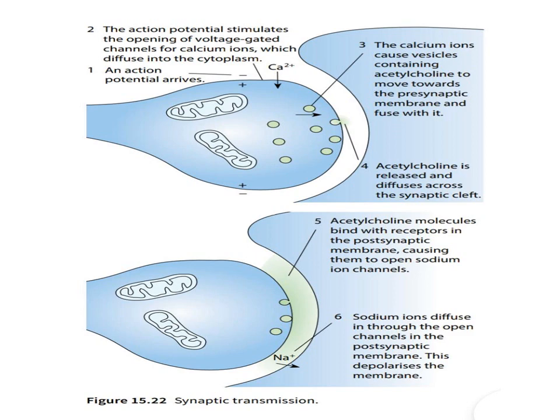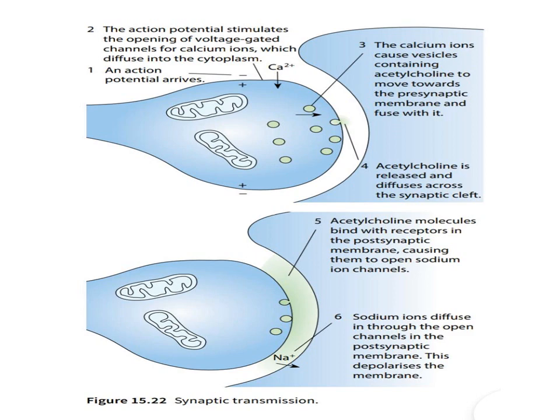Step number one is an action potential arises. You can see the negative charges on the outside and the positive on the inside, since sodium is high now inside and potassium outside. The action potential stimulates the opening of voltage gated channels for calcium ions, which diffuse into the cytoplasm. Once these calcium ions enter the cytoplasm, they will cause the vesicles containing acetylcholine, which is a major neurotransmitter, to move towards the presynaptic membrane and fuse with it.